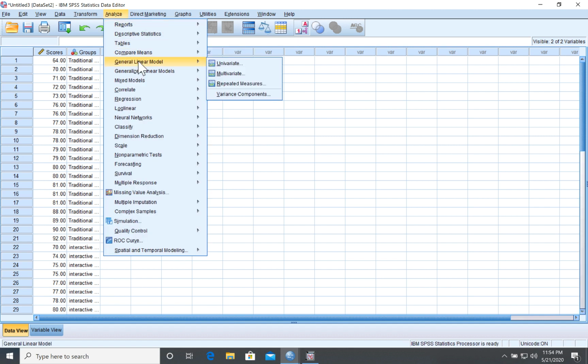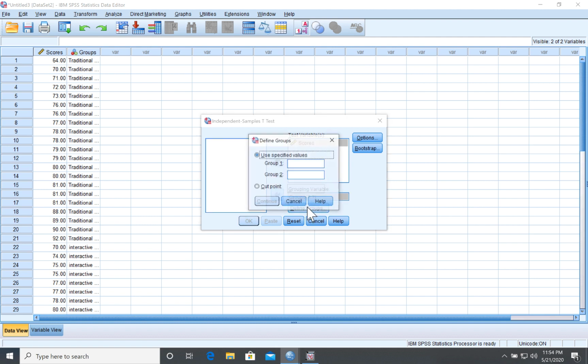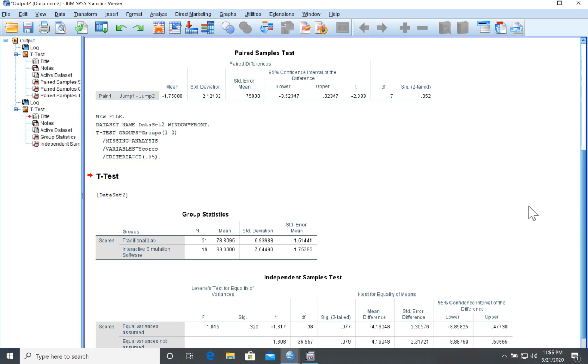We are going to compare means. We are doing an independent samples t-test. And for the test variable, we are testing the science scores. The groups is the grouping variable, and let's define the group. Group 1 is indicated by the number 1. Group 2 is indicated by the number 2, just like we did when we created the labels. So let's continue, and let's go to our analysis.